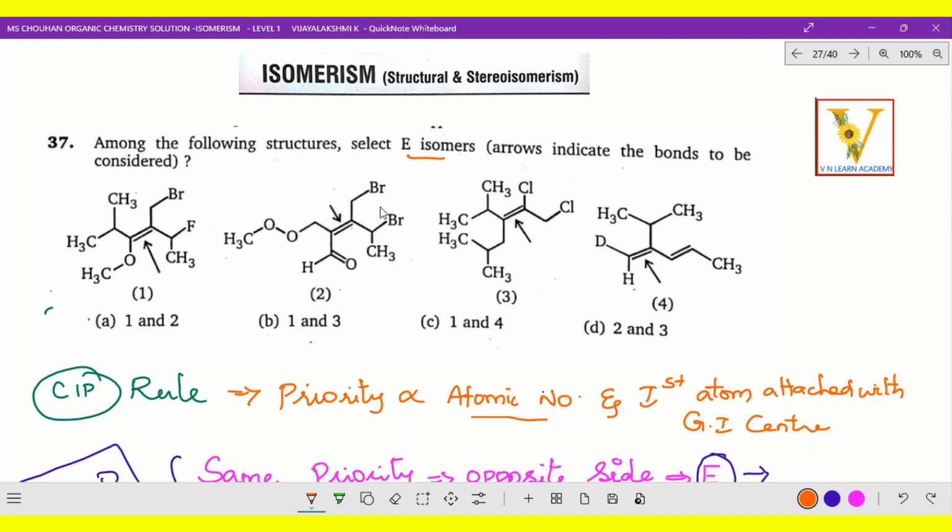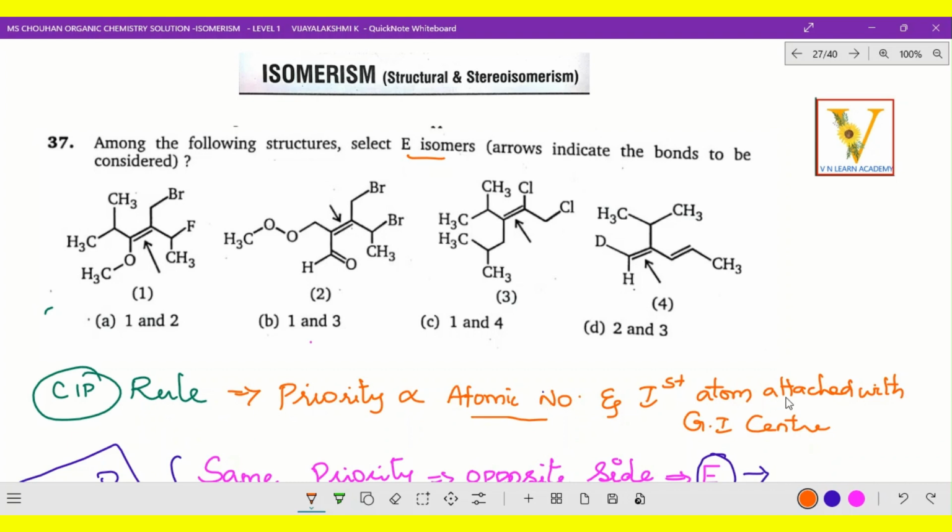Not only the RS configuration, even E and Z isomers we can also identify through the CIP rule only. Yes, I would like to mention those ideas, then we can check which is the E isomer. Come on. According to the CIP rule, priority is directly proportional to atomic number. Here also the same rule it follows.